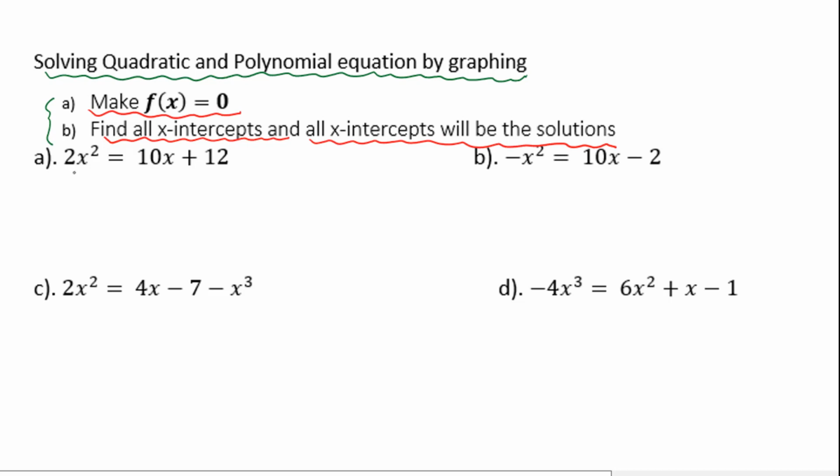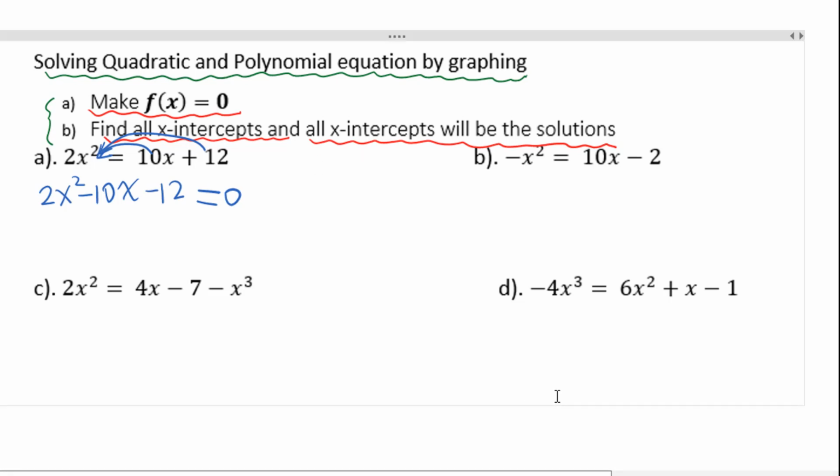Let's go to A. 2x squared equals 10x plus 12. We want to get equal 0 form. So move 10x and 12 to the left side. Remember, change the sign. So we have 2x squared minus 10x minus 12 equals 0. Then we go to the calculator.